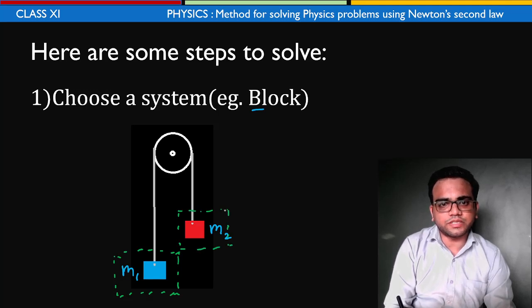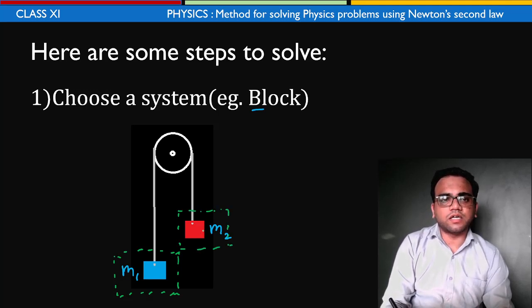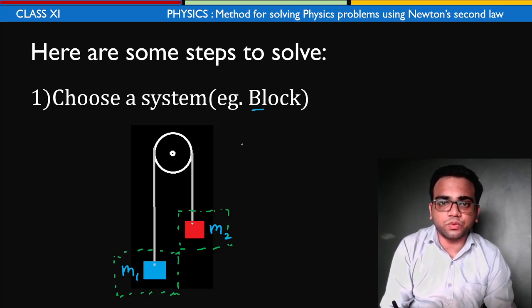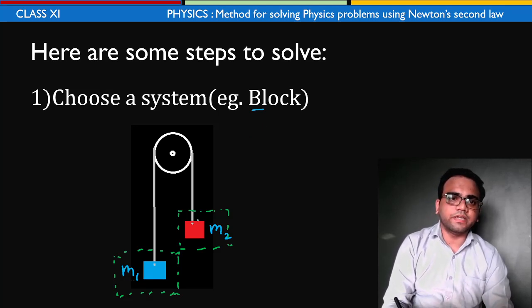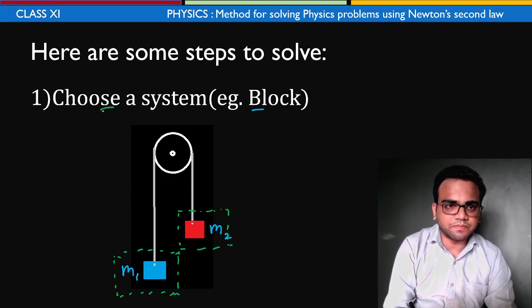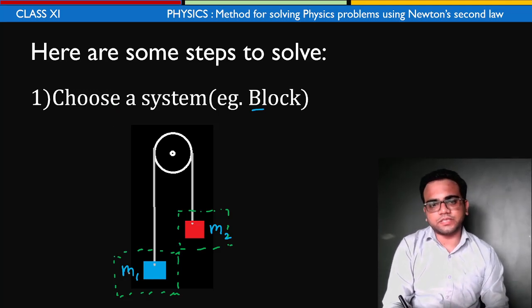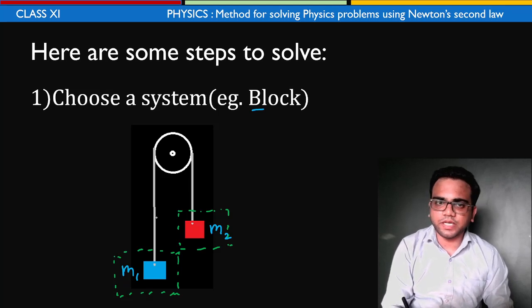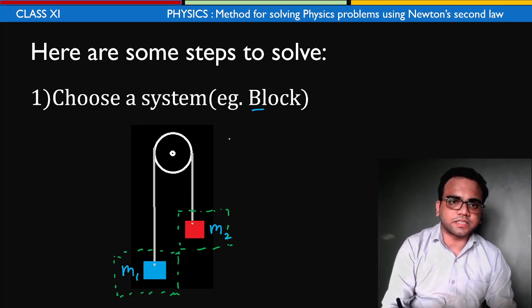So there are two systems, or you can say there are two blocks, m1 and m2. Okay, so now we have chosen the system. You can see there are two systems, m1 and m2. So the first step is completed.